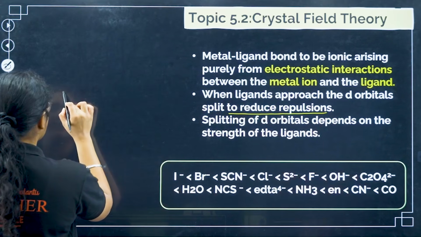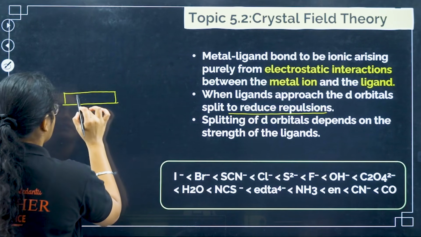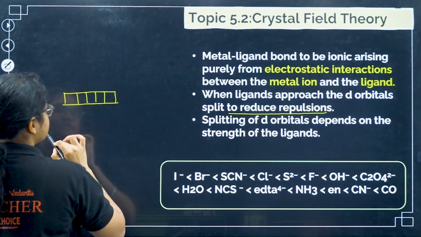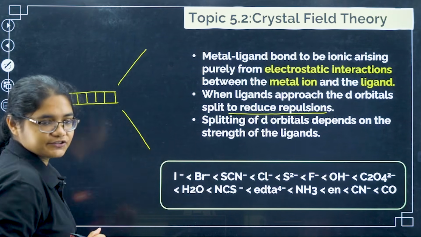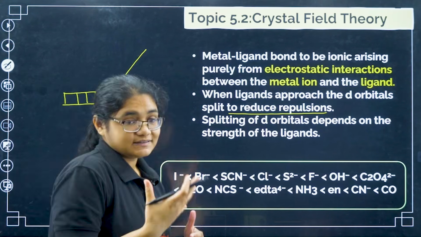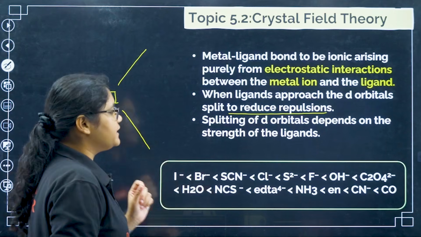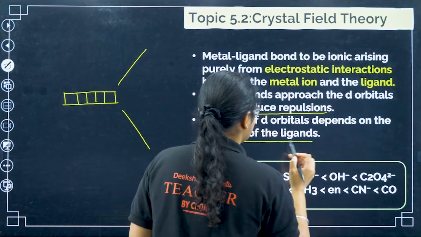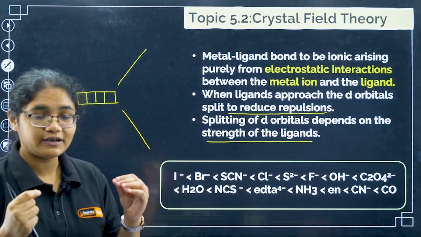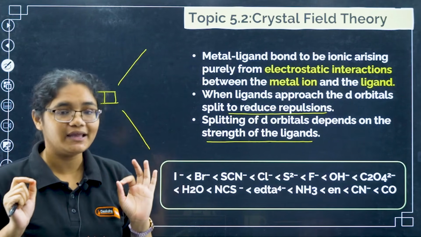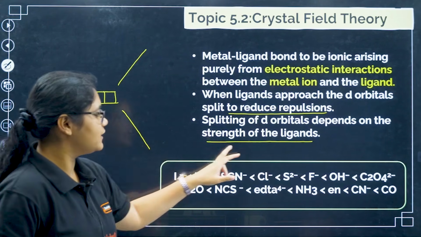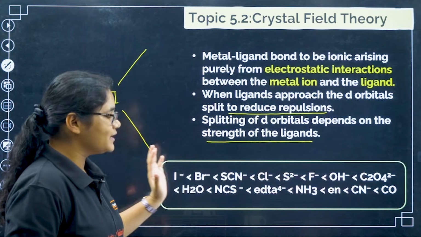So these d orbitals are like this, right? The metal's 5 d orbitals are like this. When the ligand approaches the metal, they split into 2 sets. Now how does it split? That we will discuss. Splitting of d orbitals depends on the strength of the ligand. If I have a strong field ligand, the splitting will be more. If it is a weak field ligand, the splitting will be less.